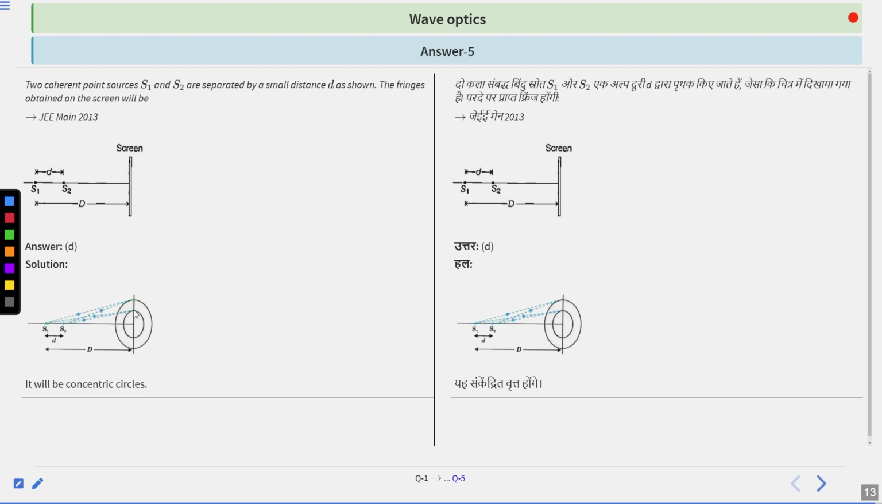Similarly, when the light waves are incident on the screen and meet at a similar point, in that case the fringes obtained on the screen will be concentric circles, as in this figure. This is concentric circles. So the correct option is D, and this is a JEE Main 2013 question.